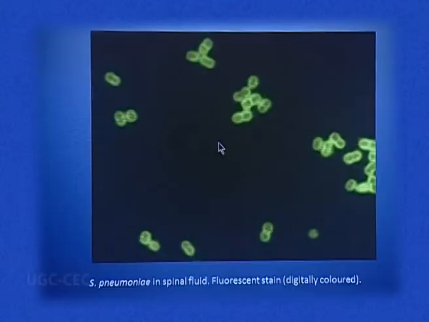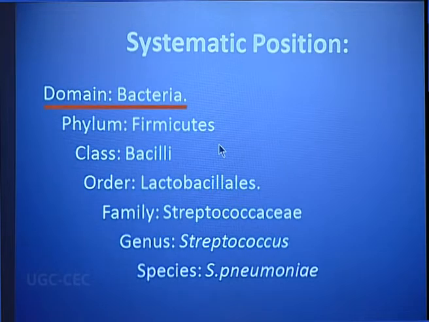Now, this particular bacteria, as you can see with the fluorescent dye, exhibit fluorescence, and they also have a capsule outside. But what is their systematic position? The domain is Bacteria, the phylum is Firmicutes, the class is Bacilli, the order is Lactobacillales. So they belong to the same order as Lactobacillus. The family is Streptococcaceae, the genus is Streptococcus, and the species I am discussing is Streptococcus pneumoniae.